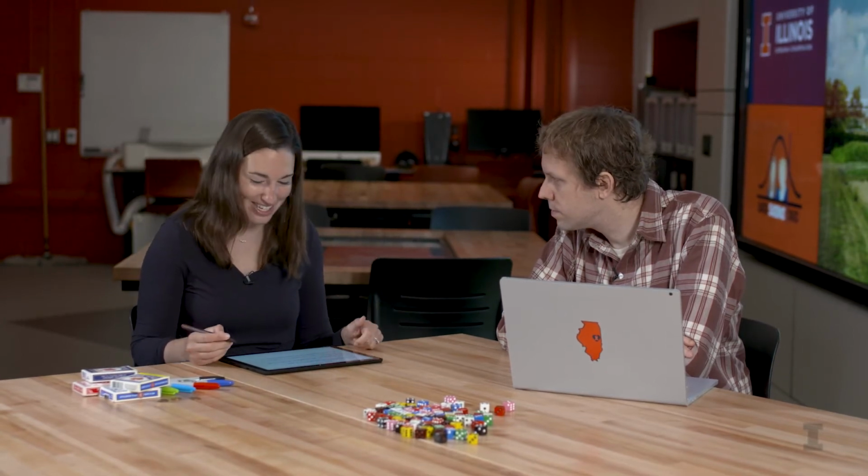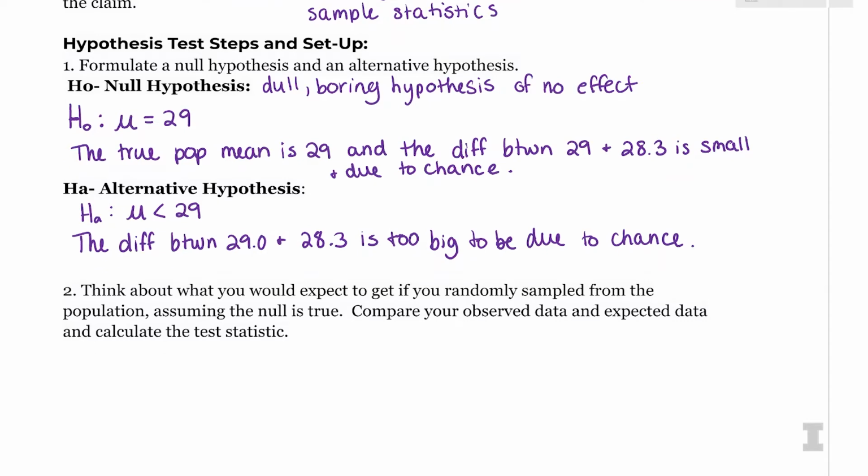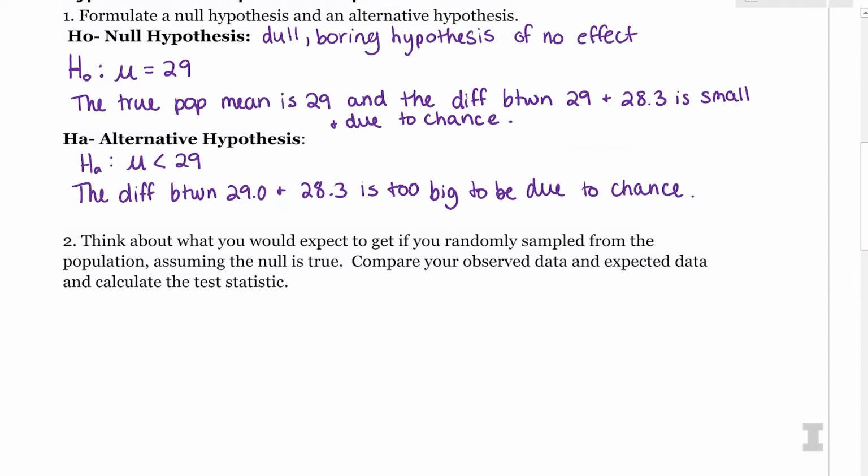The second step says, think about what you would expect to get if you randomly sampled from the population, assuming the null is true. So we want to assume the null is true until proven otherwise.